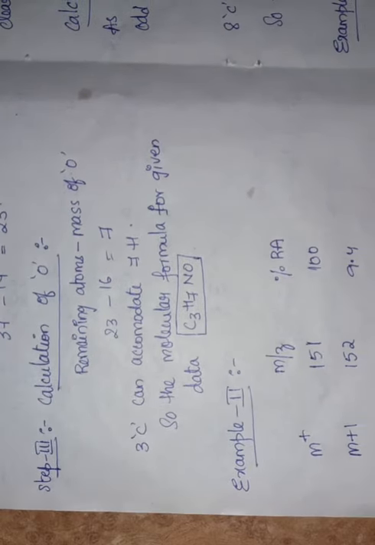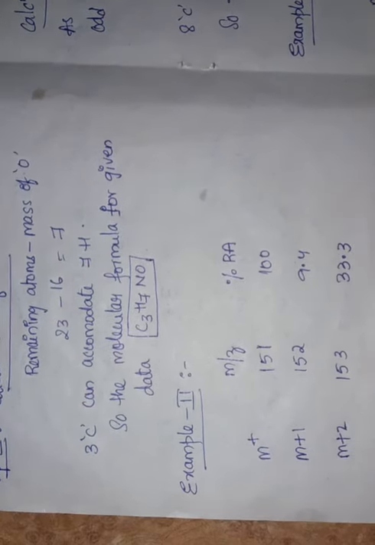Next, we'll go to another example. And this is the data given. The m/z value of the M peak is 151 and the relative abundance is 100%.